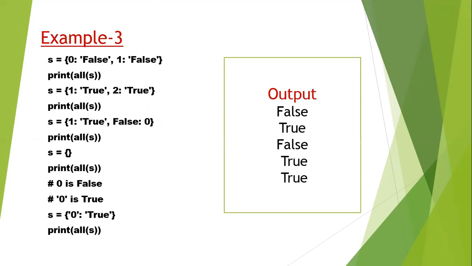Next, 0 false, 1 false, it returns false. 1 true, 2 true, it is showing you true. 1 true, false 0, it is showing you false. Empty iterable is true.